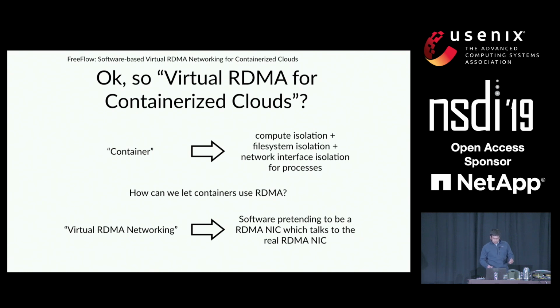So what type of isolation is this? One way to think about this is that a container is a collection of kernel features that provides isolation of individual resources. So isolation of compute resources with a mechanism called cgroups, or isolation of the file system with a mechanism called chroots, and isolation of the network interfaces that the operating system provides with something called network namespaces. And this last part, the network interface isolation, kind of becomes a problem. We've abstracted away now our fancy RDMA NIC, and FreeFlow is a way of breaking through this abstraction with virtual RDMA networking, which is basically software which is pretending to be this fancy RDMA NIC and is talking to the real RDMA NIC on our behalf.